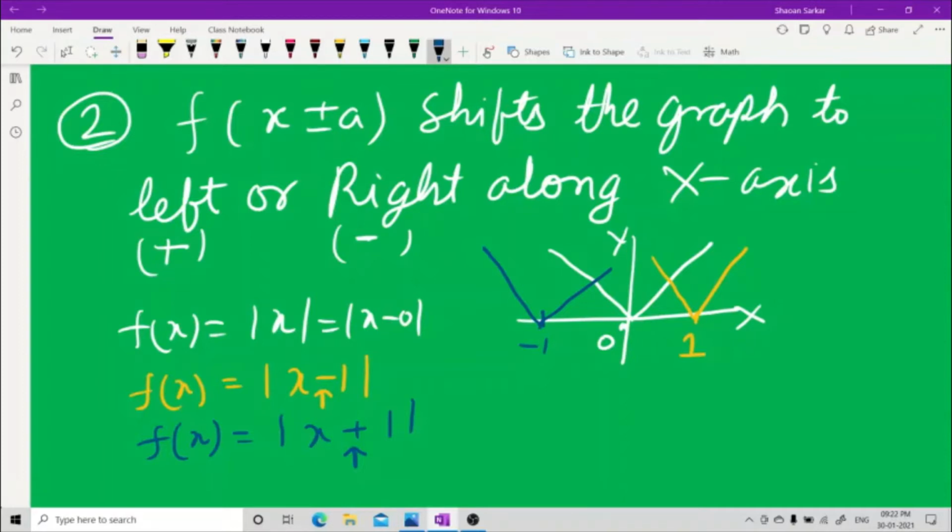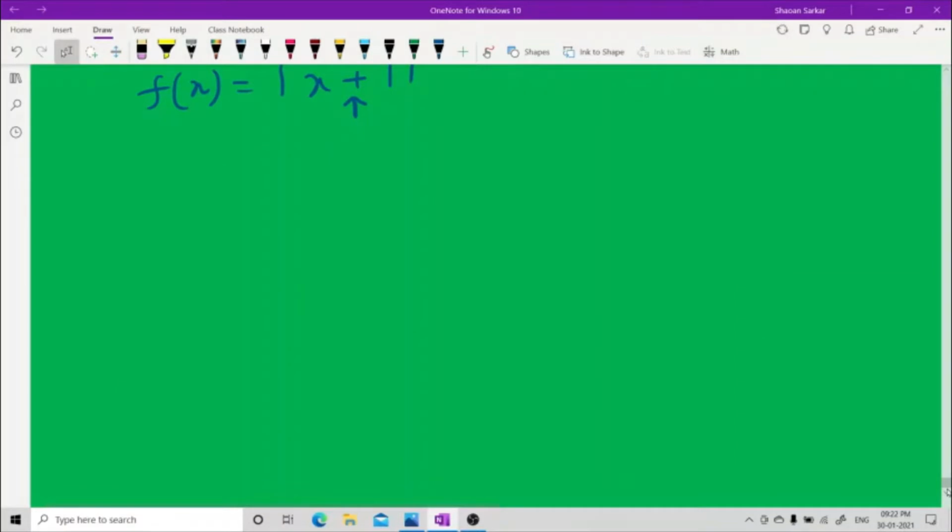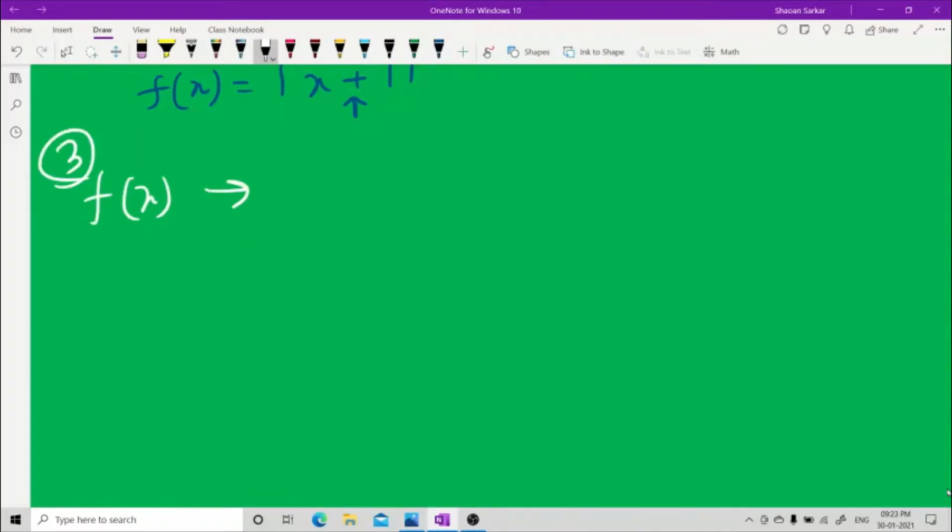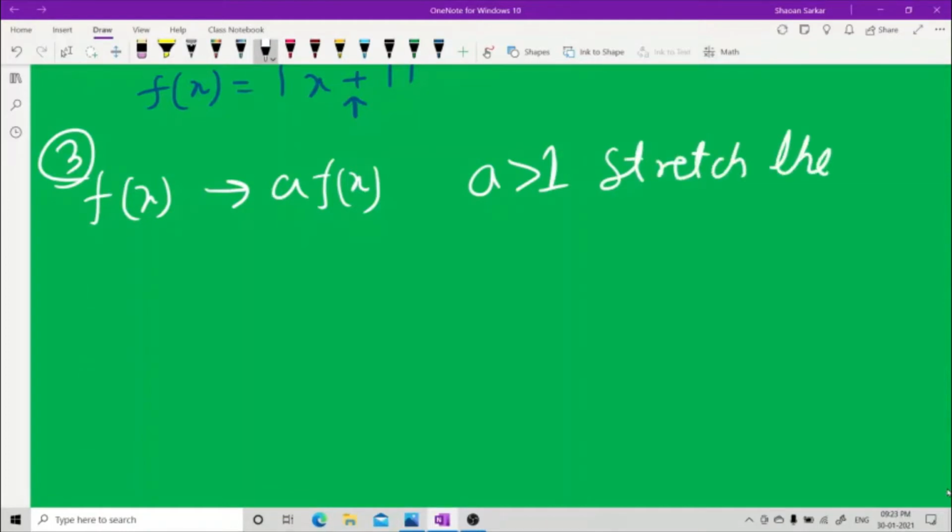Let us take another one. Third one. If f(x) is written as a f(x), and a is greater than 1, then it will stretch the graph along the y-axis.